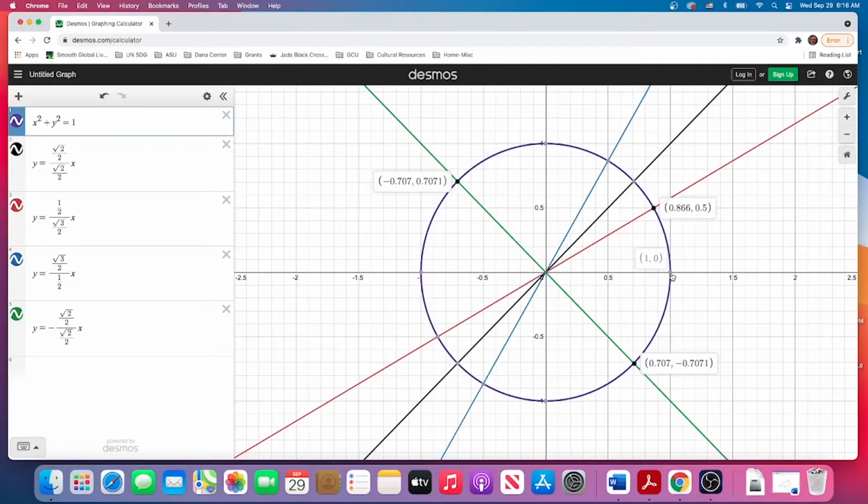Okay, and you can click on these intersections, and then if you wanted to, you could print this, right? So these are the important ones. Okay, so that's the main thing, that's where the unit circle comes from.